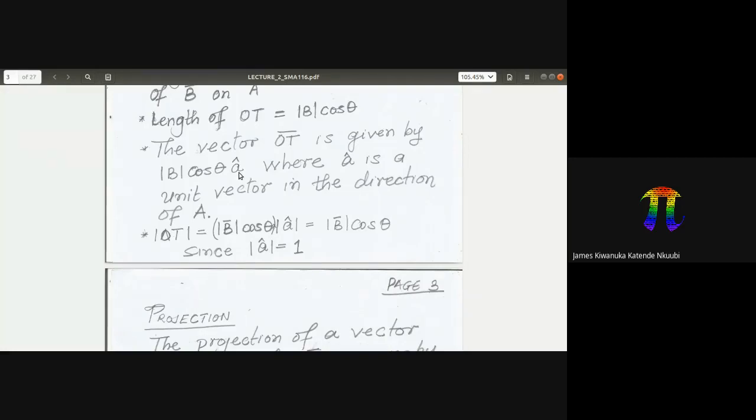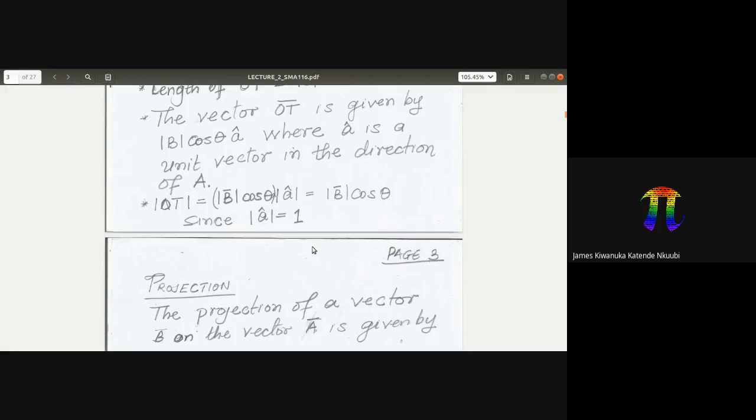But the unit vector in the same direction as A is simply the vector A itself divided by the magnitude of A, capital A. And the magnitude of OT also can be taken as the magnitude of this vector. But since we know that the magnitude of the unit vector is 1, we still end up with the same thing we had earlier: magnitude of B multiplied by cosine of theta.